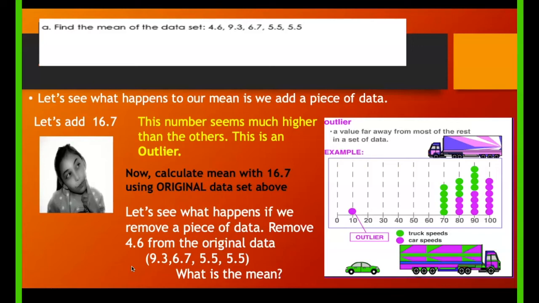So now you should have all of that information ready for us. You should have the original data. You should have the change data from when we went from 4 6/10 to 6 4/10. You should also have your data from the original when we added the 16 7/10, that outlier. And then you have the last piece, which is when we removed a piece of data. So that's all of the things.